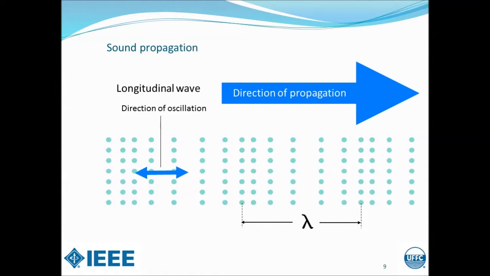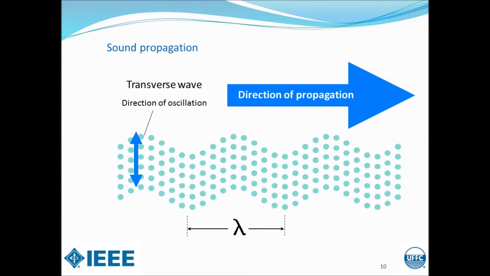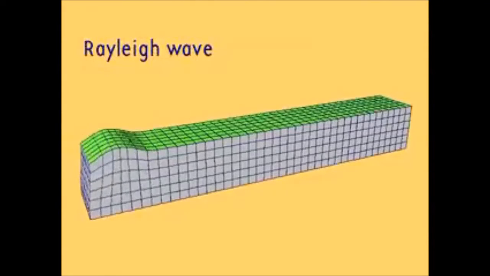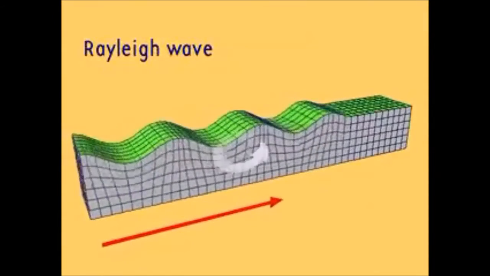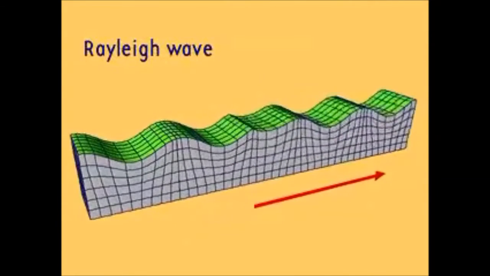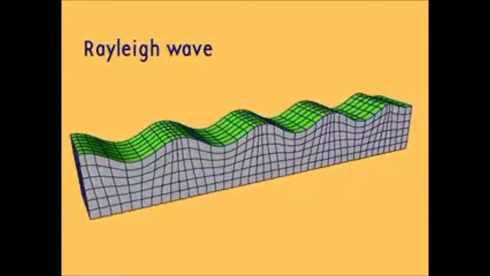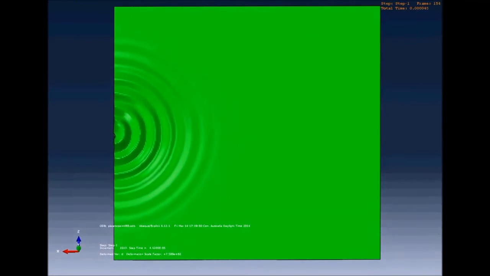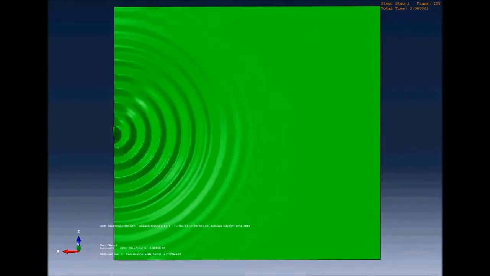Here is a longitudinal wave. In a longitudinal wave, the direction of propagation matches the direction of oscillation, whereas in a transverse wave, the direction of propagation is perpendicular to the direction of oscillation. As we can see, the amplitude of the wave decreases the deeper into the medium it propagates. Here we see a plate-Lamb wave. Plate-Lamb waves occur for a thin plate with a thickness less than 3 times the wavelength.